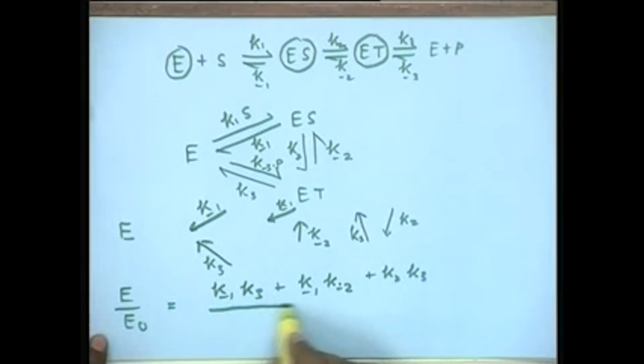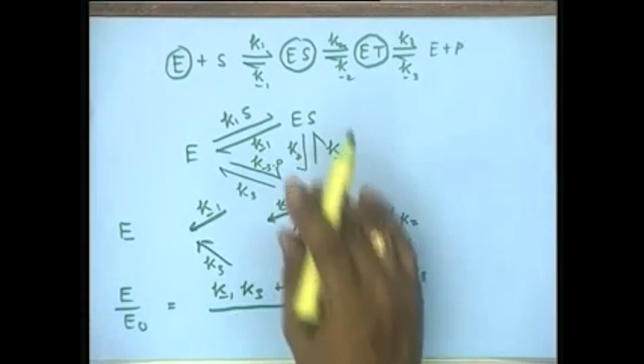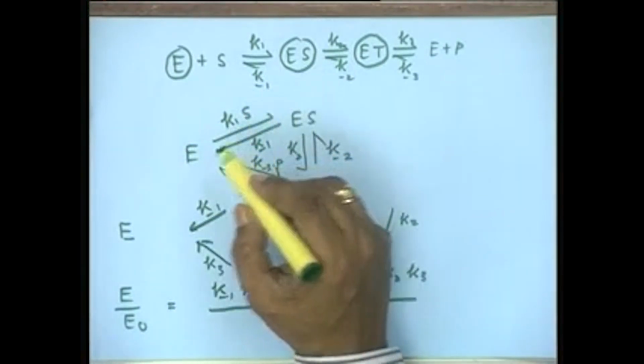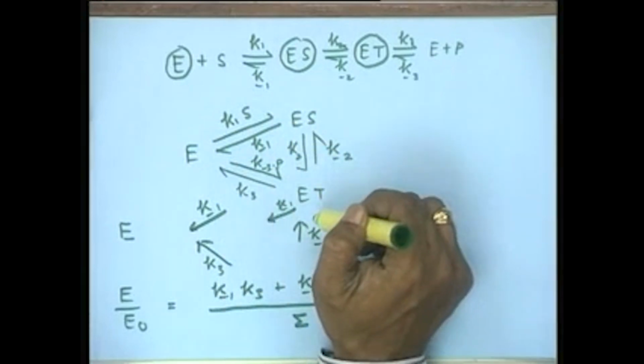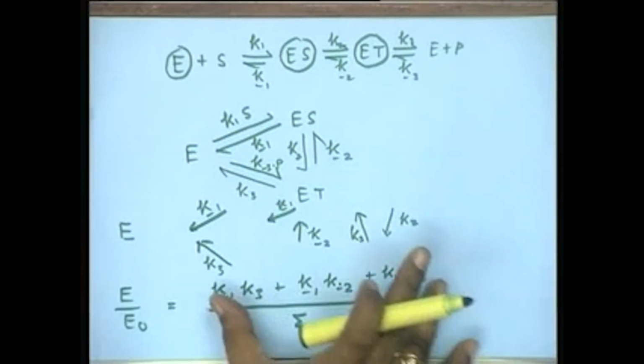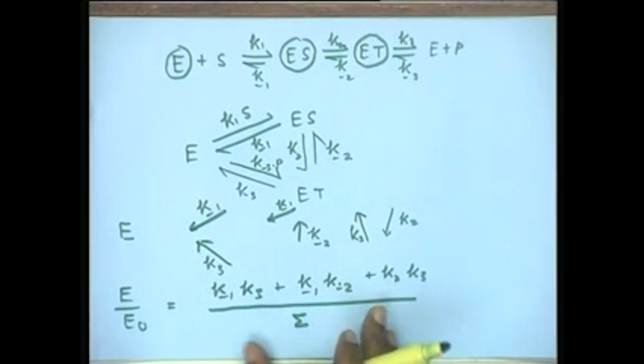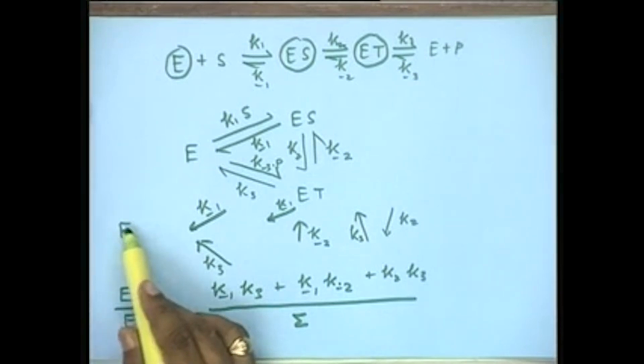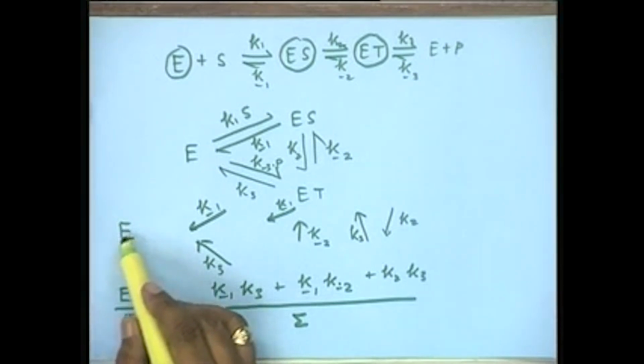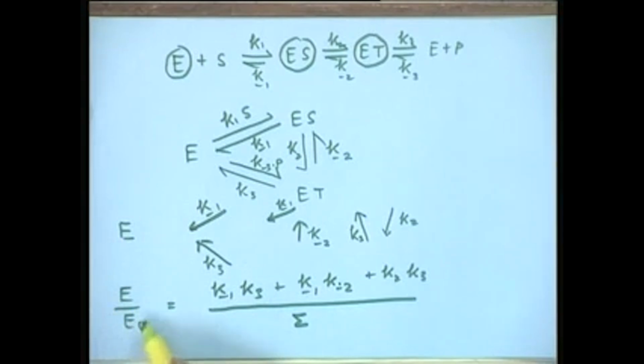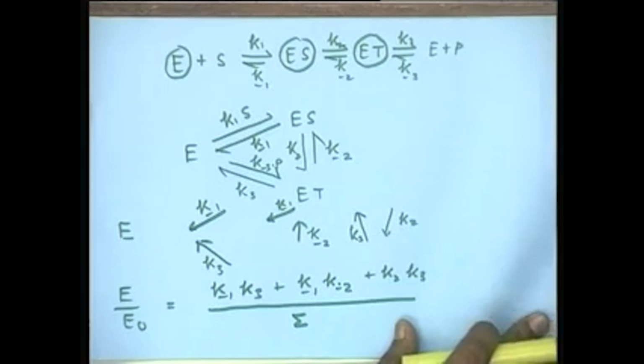divided by the sum total of all the products of the kappa factors. That means all the kappa factors put together for E, ES and ET. I mean the numerator whatever we will write for ES and ET will also be added in the denominator. So, the sigma that will be E0. So, the concentration of the E species will be a fraction of the total, which will be given by such an expression.